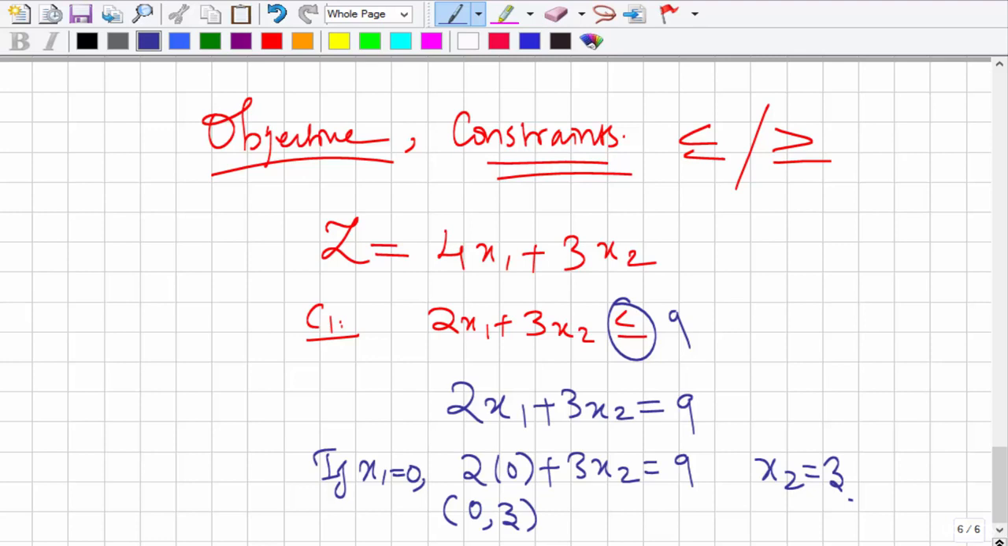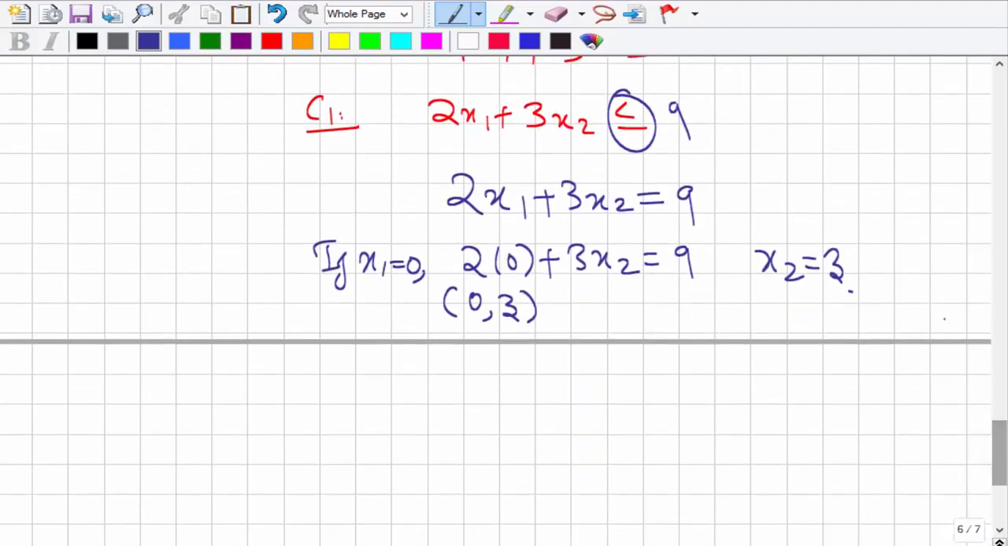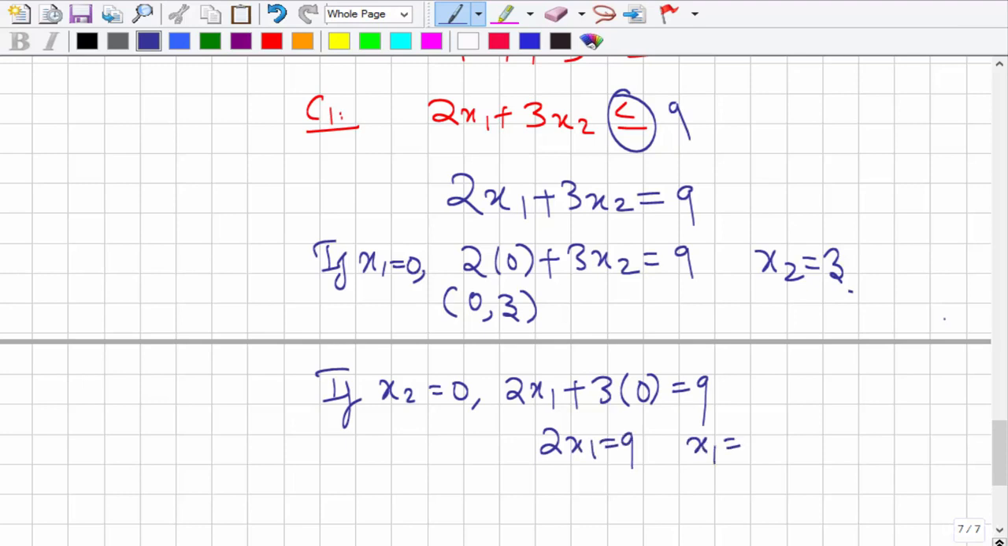Similarly, let me assume x2 as 0. If x2 is equal to 0, then we'll have 2x1 plus 3 multiplied by 0 is equal to 9. That is, 2x1 will be 9. So we'll have x1 is equal to 9 by 2, which is going to be 4.50. So we got x1 as 4.50 and x2 as 0. It means now we have a point 4.50 comma 0. Now with these points, let me try to draw a graph and we'll see how it will look.